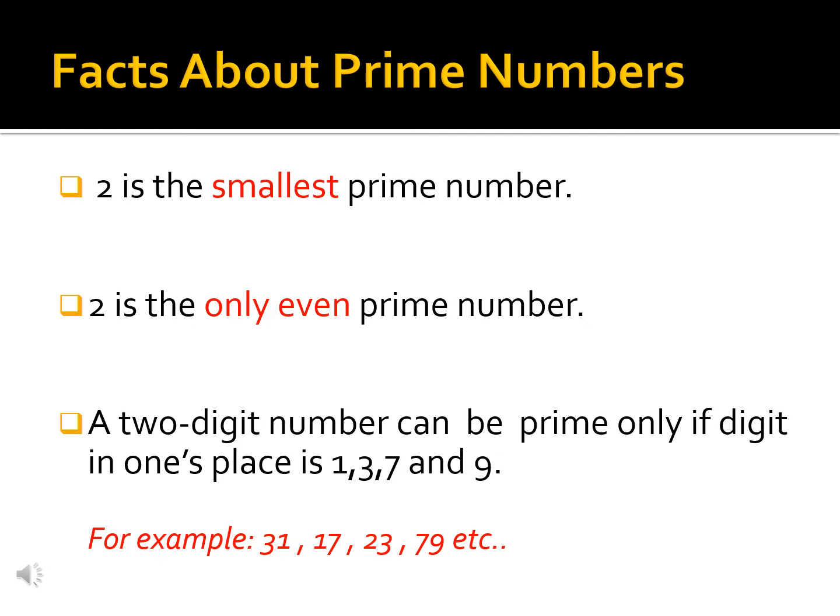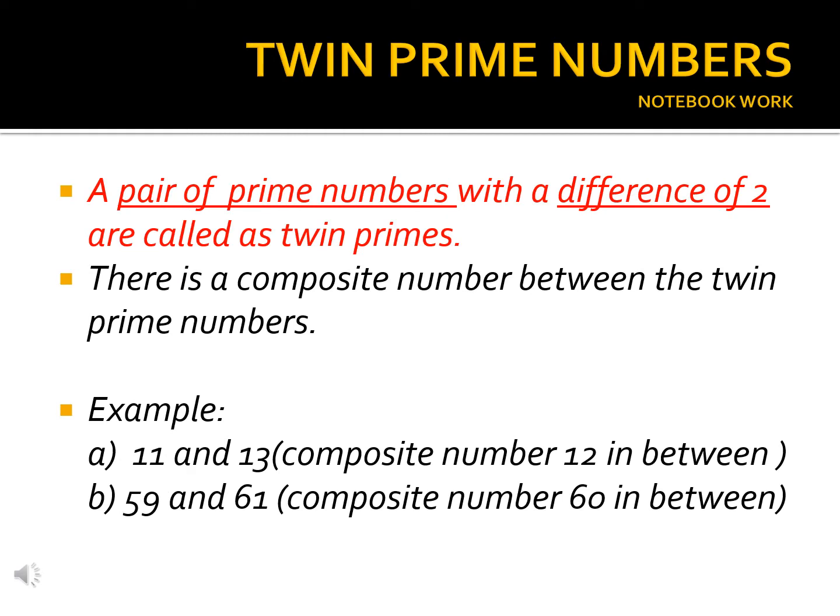Let's talk of two prime numbers now having a certain property. Two prime numbers with a difference of 2 are called twin prime numbers. Yes, you heard it right. If we take two prime numbers and subtract them and we get a difference of 2, they are called twin prime numbers. Also, there is a composite number between the twin prime numbers.